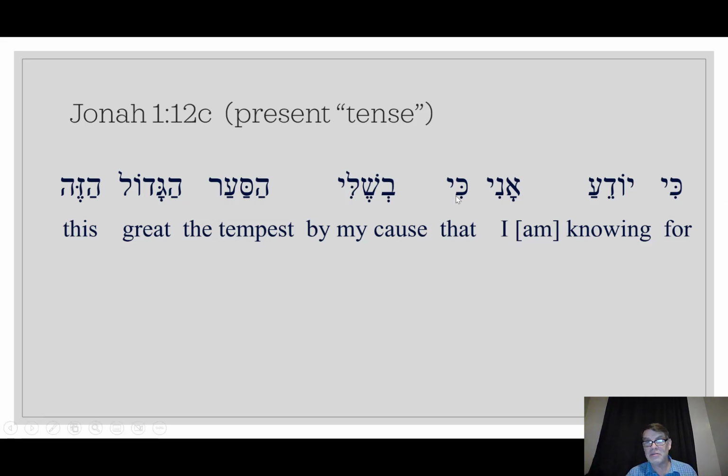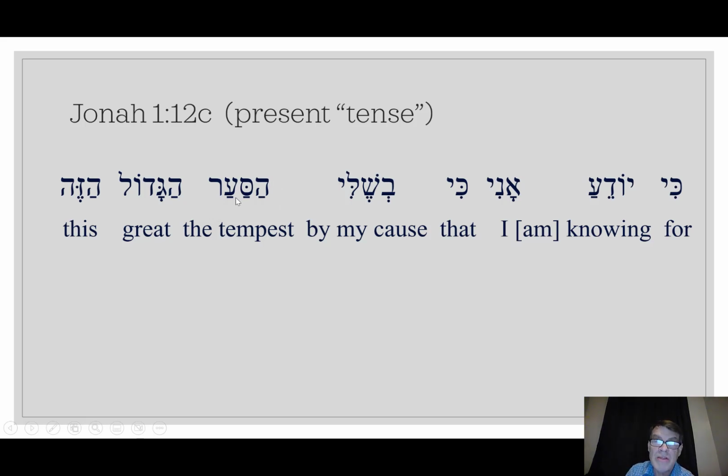These are two different meanings of the word ki. Sometimes it means for, sometimes it means that. Anyway, for knowing am I that. Ba is in, you should know that. Hirik yod is my, you should know that. And then shell is, by my cause or because of me is basically what this means. We've seen this before. Because of me is this great tempest.